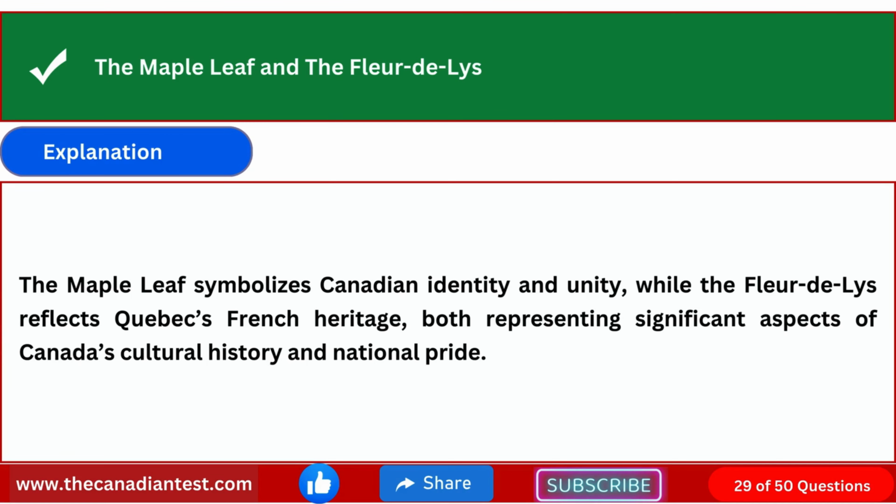The correct answer is the maple leaf and the fleur-de-lis. Explanation: the maple leaf symbolizes Canadian identity and unity, while the fleur-de-lis reflects Quebec's French heritage, both representing significant aspects of Canada's cultural history and national pride.